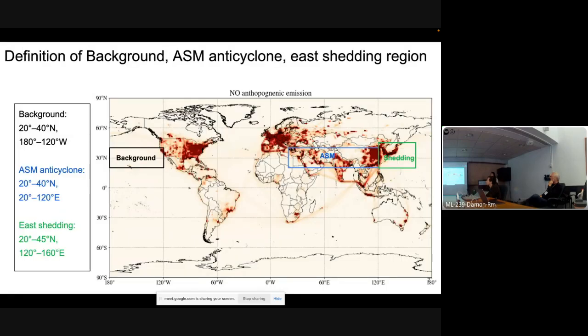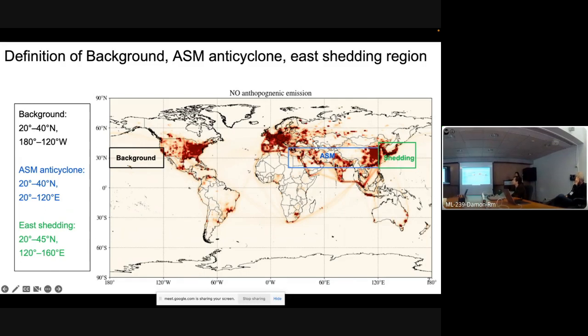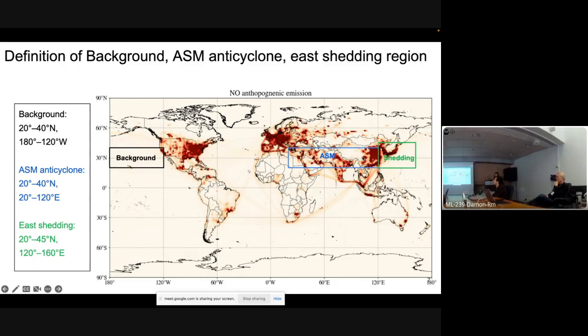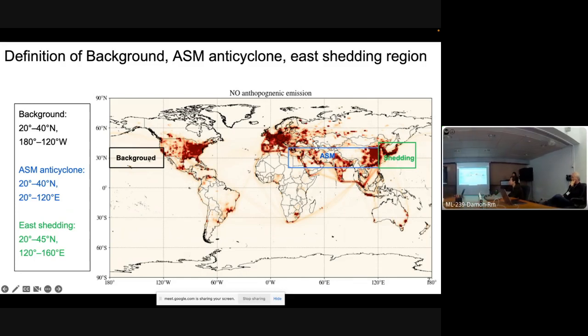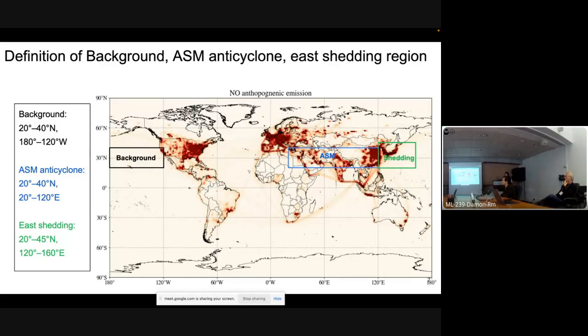So before we look at the simulation results, I want to define the regions we look at. Our regions of interest are the Asian summer monsoon anticyclone and the East Shedding region, because we want to be able to compare to the ECLIPSE data later. I will also show the results from the background atmosphere in contrast to our region of interest, because it's not directly impacted by the monsoon deep convection.